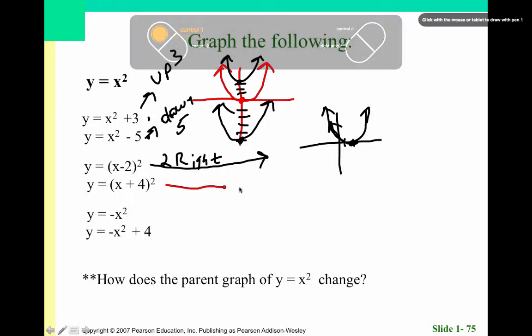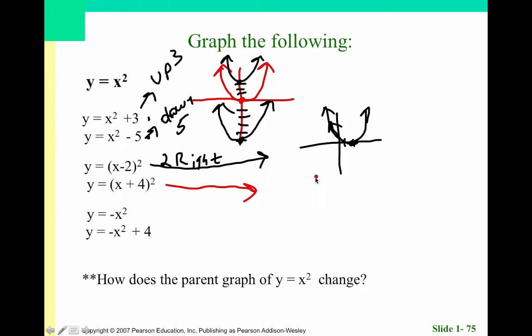When we talk about x plus 4 squared, 4 to the left, and we graph our parabola. 4 units to the left. Remember, this is kind of like a 0. This is actually a double root. 2 lies on the x-axis. Negative 4 lies on the x-axis. So when we're talking about the parent graph, we're talking about x squared, and then we make these descriptions in terms of where things go.